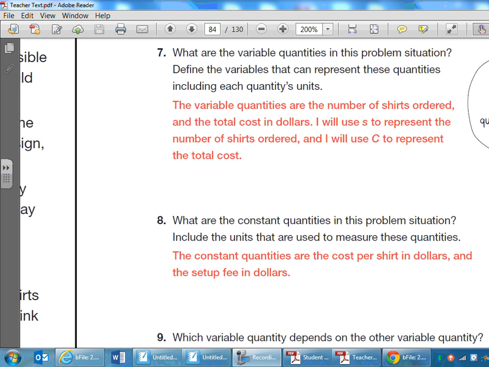Remember to pause anytime you need time to write. 8. What are the constant quantities in the problem? The constant quantities are the cost per shirt in dollars and the setup fee. So those are always going to have to pay $15 up front, and it's 8 per shirt. Number 9, which variable depends on the other? So decide number 9 and press play when you're ready, and we'll check that tomorrow in class.